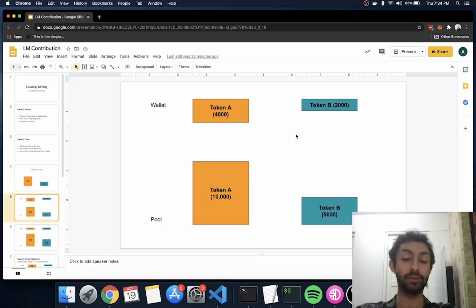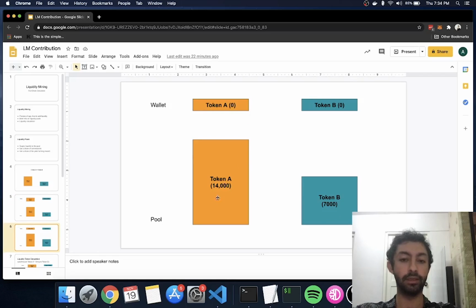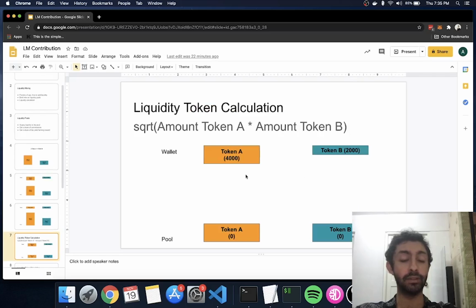Basically, because one token A is worth half of a token B, you'll need to supply twice as much token A as token B if you want to maximize your liquidity. You do not want to supply any other ratio. You always want to supply the exact ratio that you need to supply. And in this case, you want to supply exactly twice as much token A as you're supplying of token B. And say the user supplies it, they spend all their money from the wallet, and the pool is updated to contain here 14,000 of token A and 7,000 of token B.